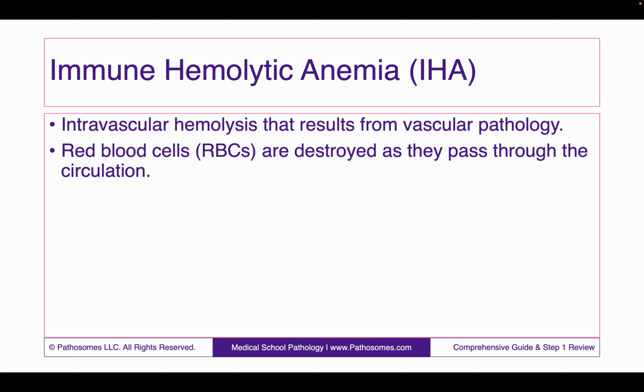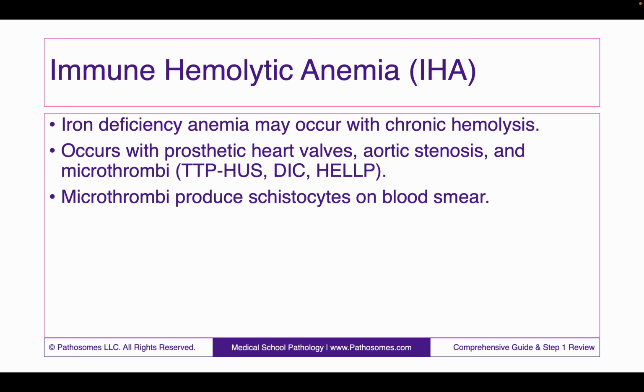Intravascular hemolysis can result from vascular pathology. Red blood cells are destroyed as they pass through the circulation. Iron deficiency anemia may occur with chronic hemolysis, and this occurs with prosthetic heart valves, aortic stenosis, and microthrombi, primarily due to physical changes, whether it be shearing from increased force through abnormal valves or shearing of the red blood cells themselves, such as what happens with TTP or hemolytic uremic syndrome, DIC or HELLP syndrome.